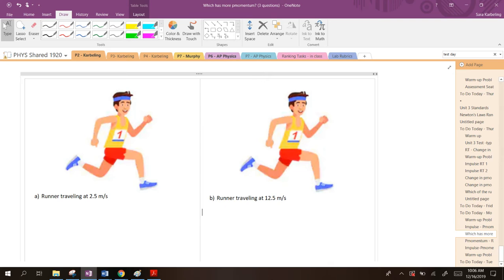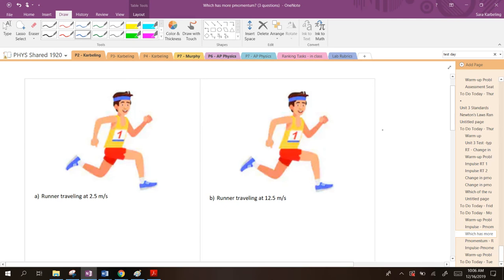Why does runner B have more momentum? More velocity, same mass, more velocity. Remember, we said that momentum is mass times velocity. Bigger velocity, bigger momentum. You guys are great.